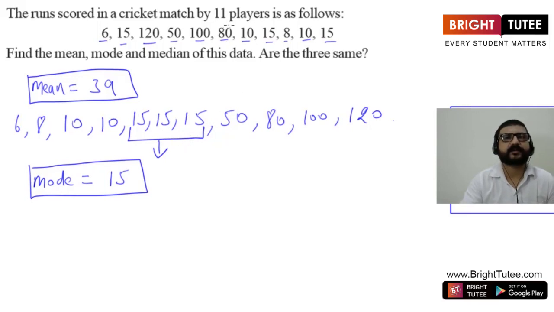As in total there are 11 numbers written here, the 6th value will be the middle value. Let's check it. So here this value will be the middle value. So we can write median of the data is 15.